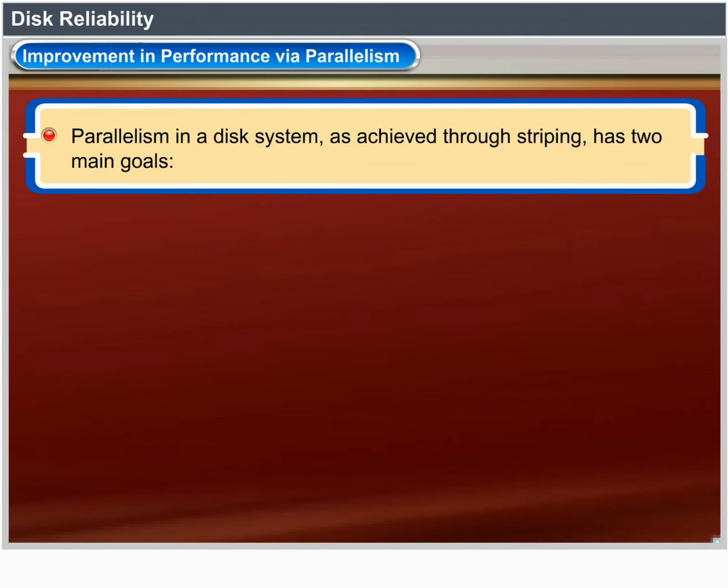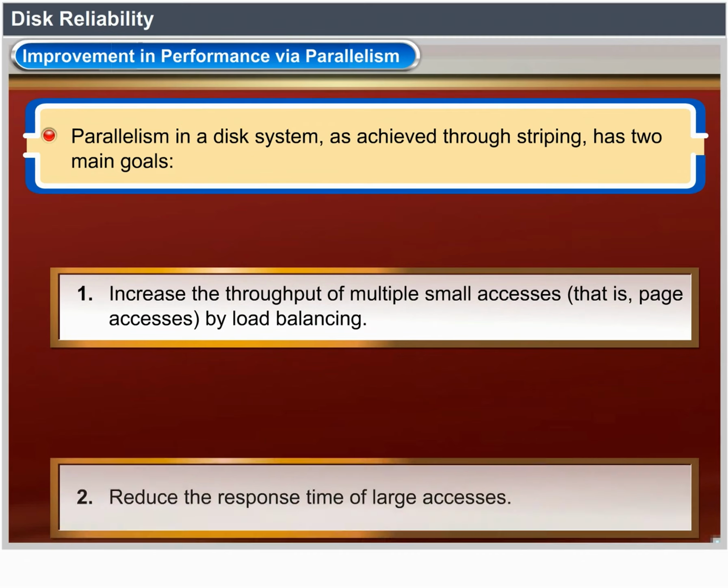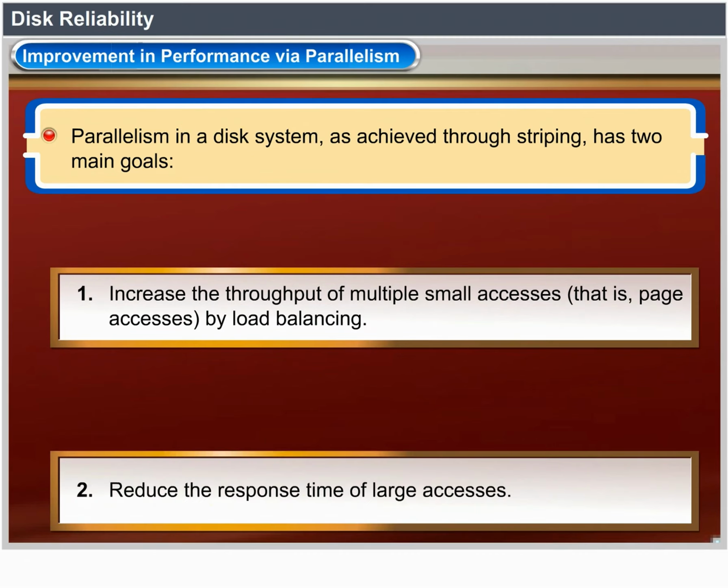Parallelism in a disk system, as achieved through striping, has two main goals. Increase the throughput of multiple small accesses, that is, page accesses, by load balancing. Reduce the response time of large accesses.